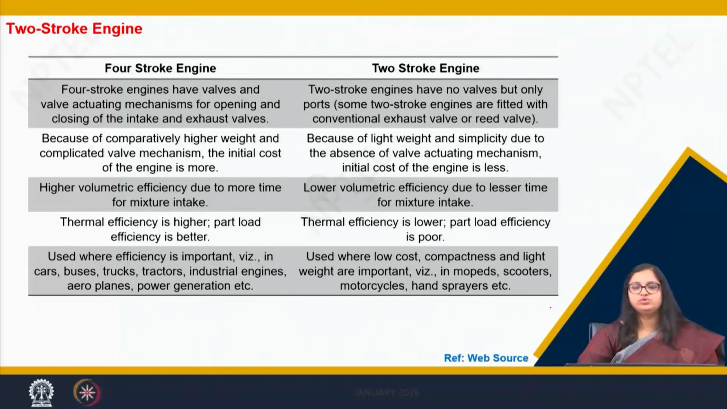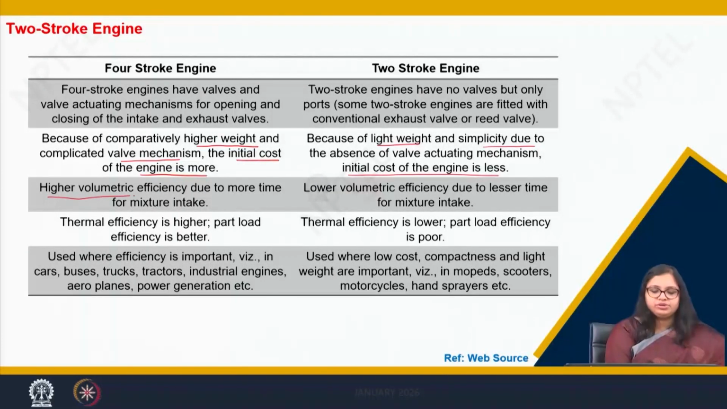However, in a 2-stroke engine we do not have any valves, we have ports. Now, a 4-stroke engine has comparatively higher weight and a complicated valve mechanism. The initial cost of the engine is more. However, here, due to lighter weight and simplicity, because there are only ports, the initial cost of the engine is less.